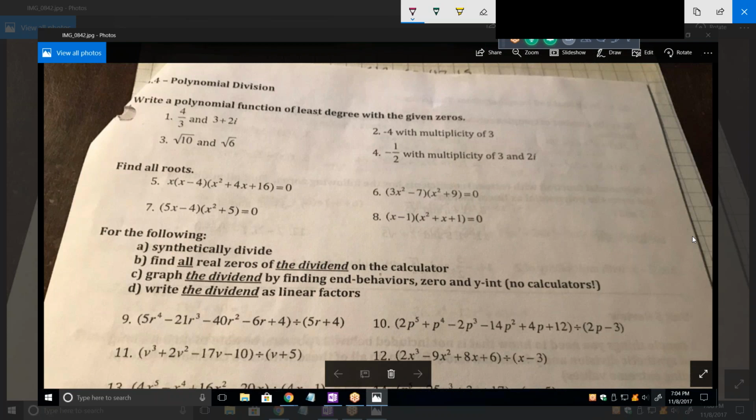Yeah, we pretty much went over those last time, so I think we just start with number 5. Where do you want to start? Number 5. Okay. So find all of the roots.